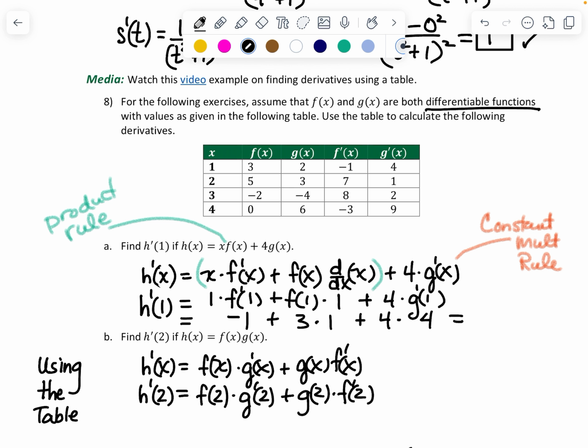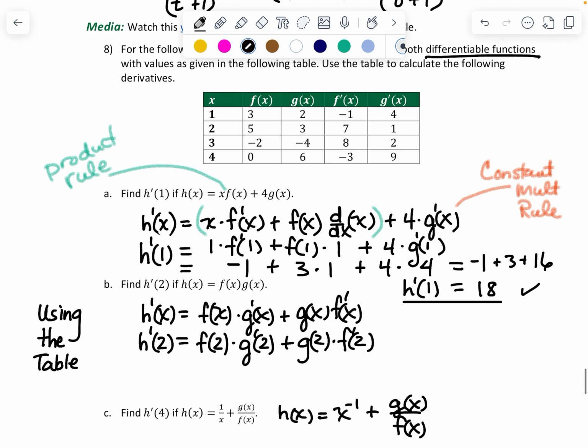And let's see what we get. 18. So we get minus 1 plus 3, so minus 1 plus 3 plus 16. It looks like we get 18. So h prime of 1 is equal to 18. And there it is. Okay.